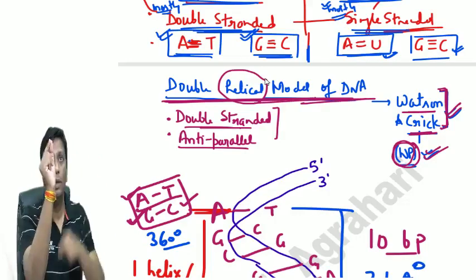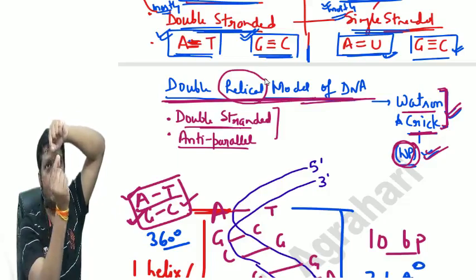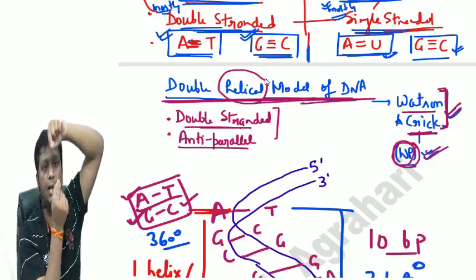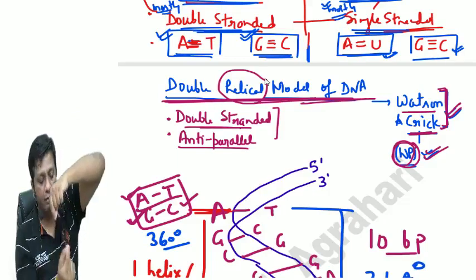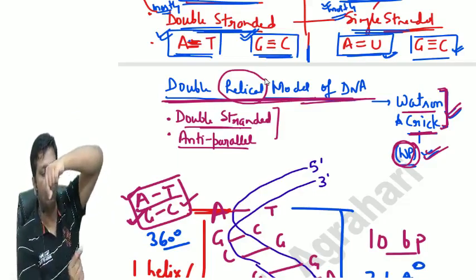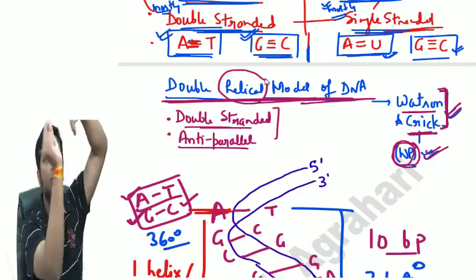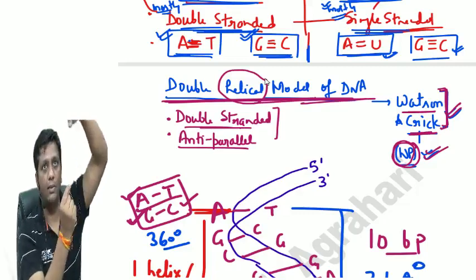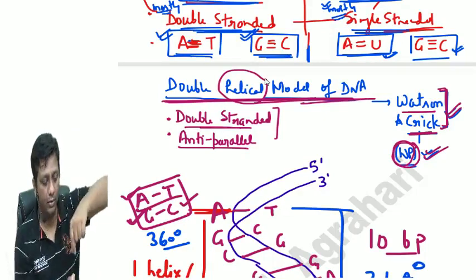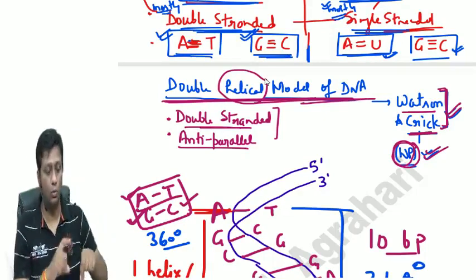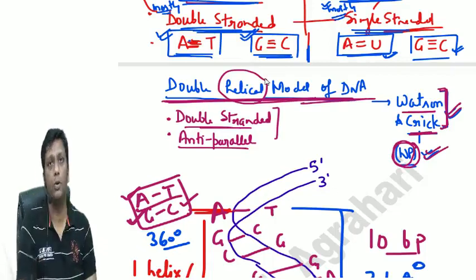Helical means it starts moving and coiling here, and after one helix it reaches this point. Then again it reaches this point. So one helix is complete, then one more helix, then one more helix. So one helix, two helix, three helix. In that way DNA is present entirely inside your chromosomes.